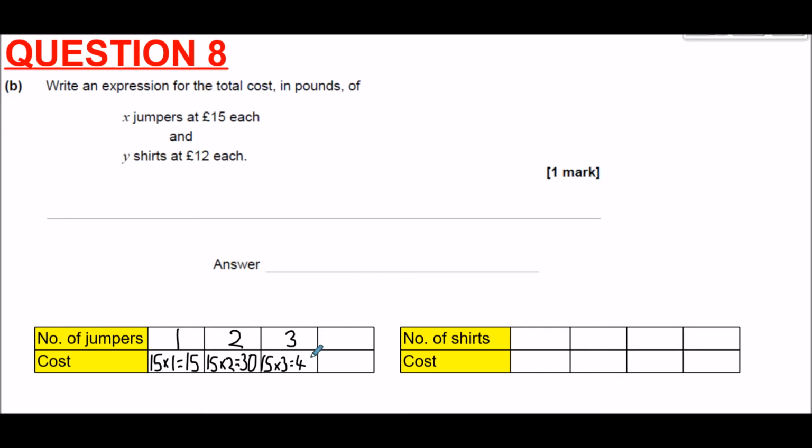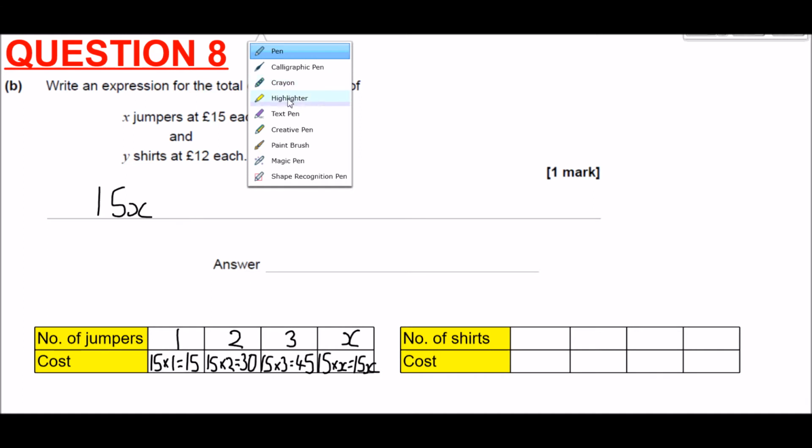So where am I going with this? Well, what I'm getting at is whatever the number of jumpers we're buying, we can work out the cost of those jumpers by just doing 15 multiplied by the number we happen to be buying. So it would be 1, 2, 3, a million, or even X. If we were to buy X jumpers, it's exactly the same idea. Instead of 15 multiply 1, or multiply by 2, or by 3, we just do 15 multiplied by X, which is 15X. So the cost of X jumpers at £15 each is actually just 15X.